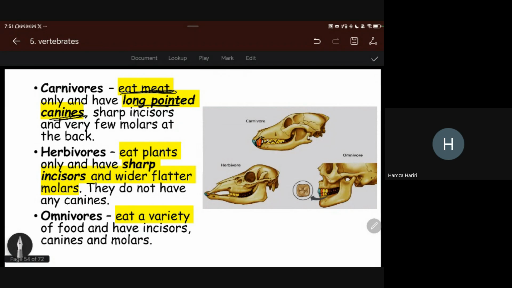Next we have the herbivores, which feed on plants and have sharp incisors, which help them in cutting the trees or the grass. And next we have the omnivores, which can eat either plants or animals, and have incisors, canines, and more. They have all the types of teeth that we've mentioned, like humans.